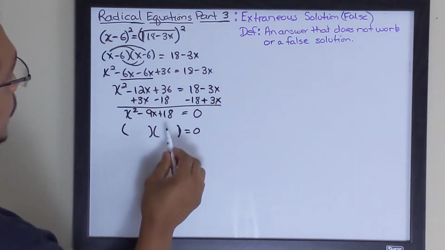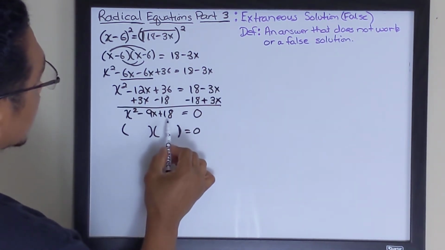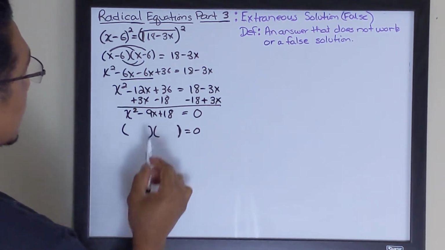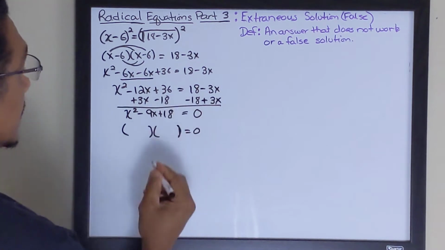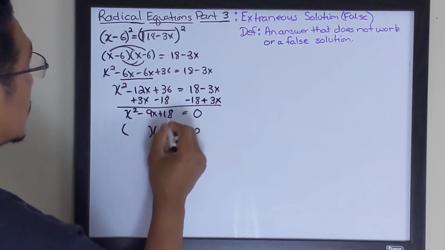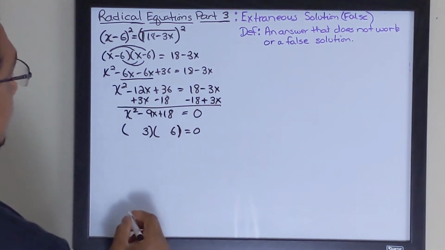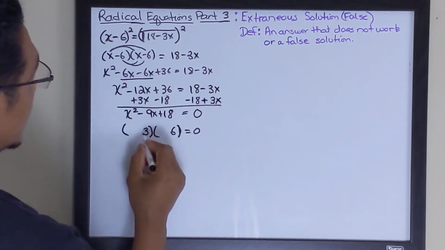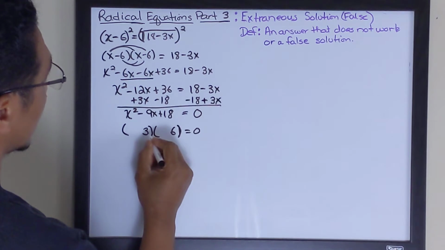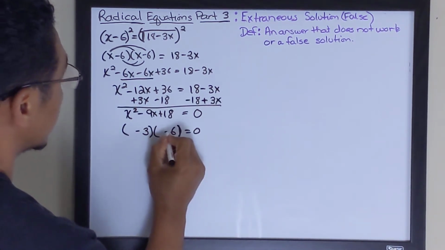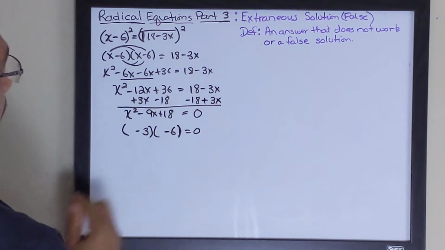Okay, so now we're going to look for two numbers. When we multiply them together, we're going to get 18, and when we add them together, we're going to get negative 9. So the two factors that I found are a 3 and a 6. So 3 times 6 will give us 18, but 3 plus 6 will not give us a negative 9. So we have to make both of these negative. Alright, so now this works out.